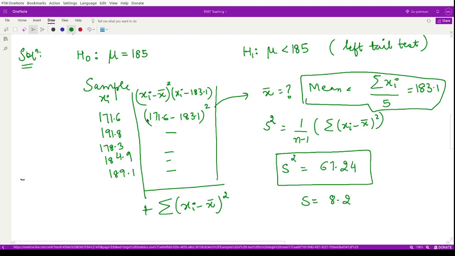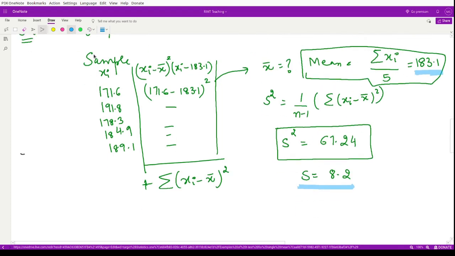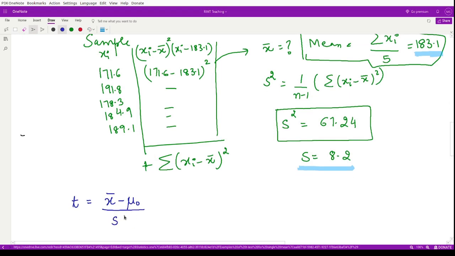So now you have the value for s, and you have the value for x bar, which is the mean. So we are ready to apply the t-test, right? So let's apply the t-test. Its formula you all know: it is x bar minus mu naught divided by the standard deviation s divided by square root n.